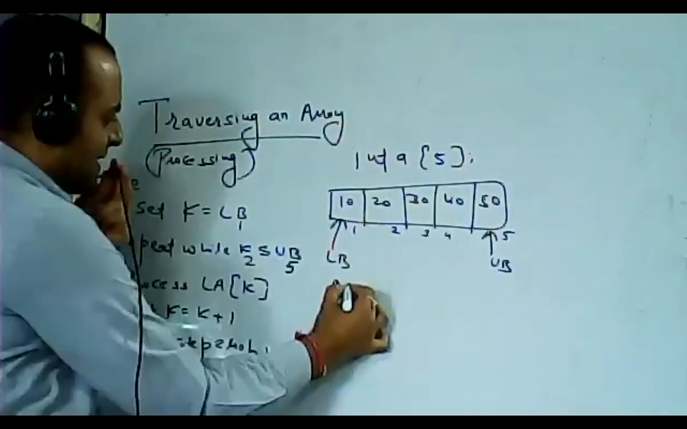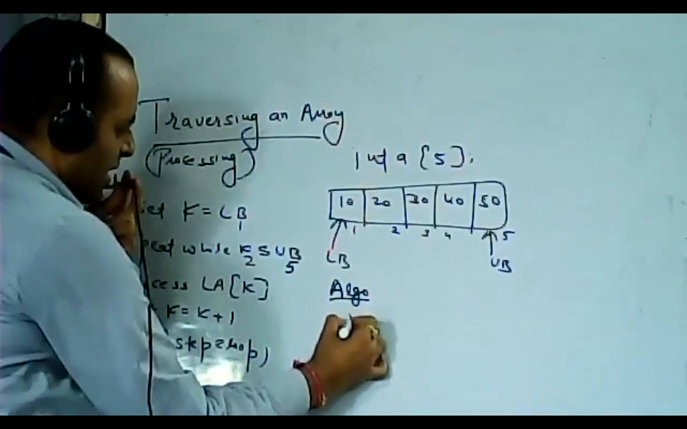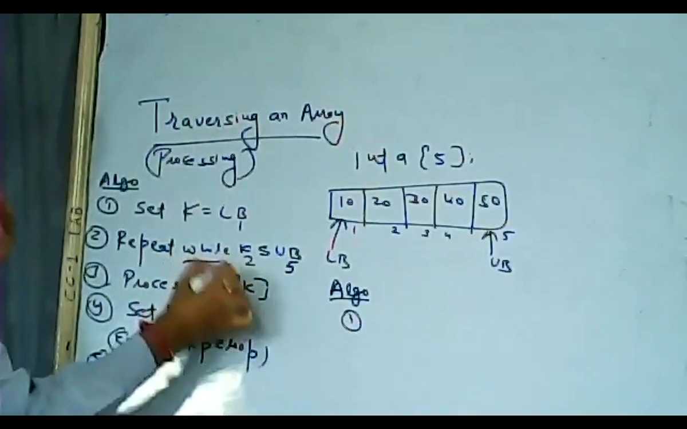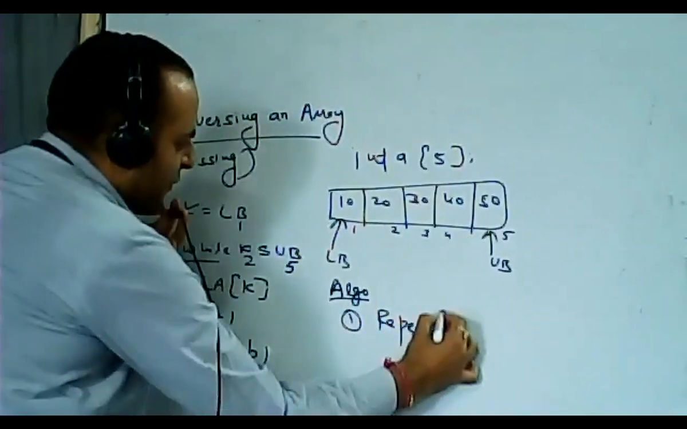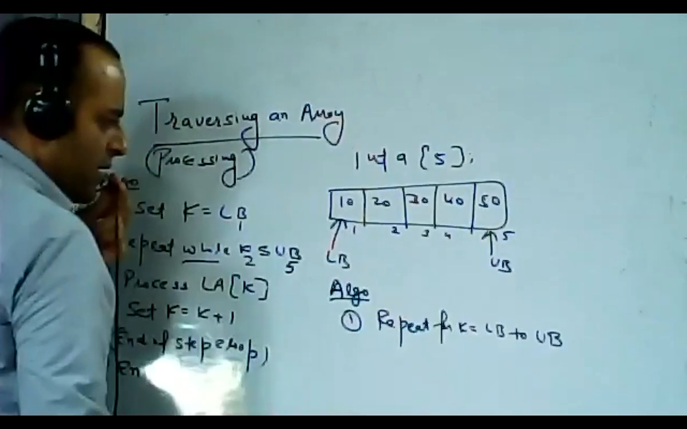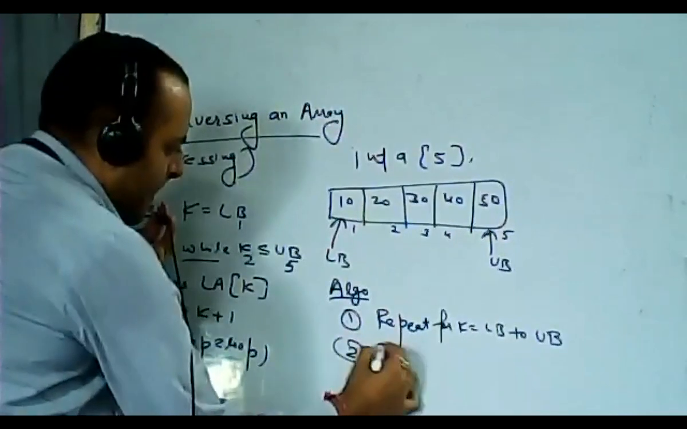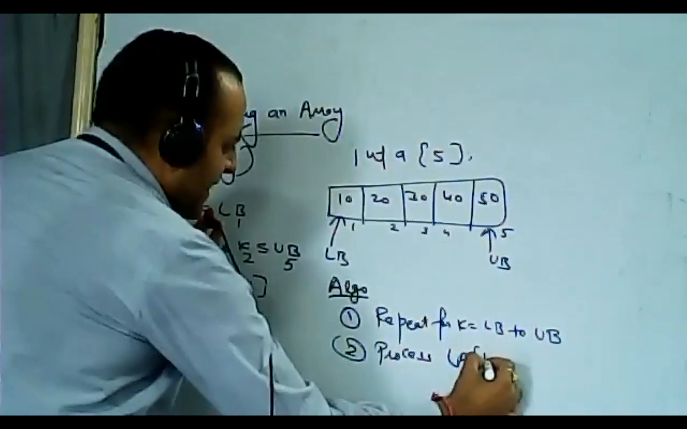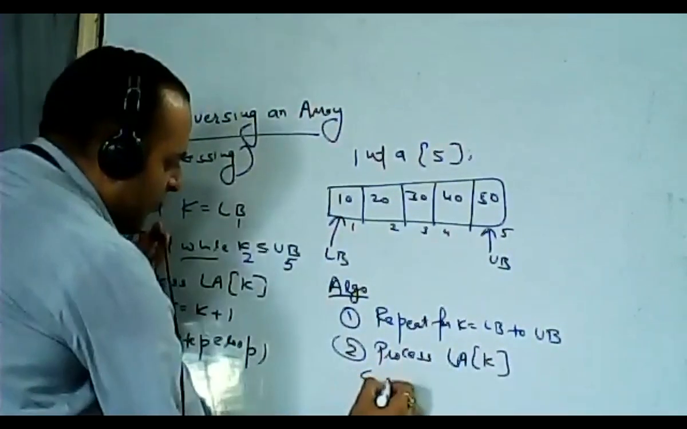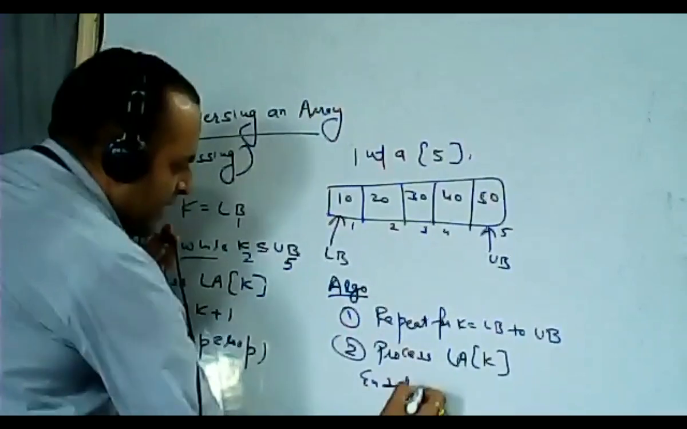Or we can do it like this also. This algo I have done using a while loop. If I do it using a for loop, I will say: repeat for K is equal to lower bound to upper bound. Second step, process LA of K, and end of step 1 loop.